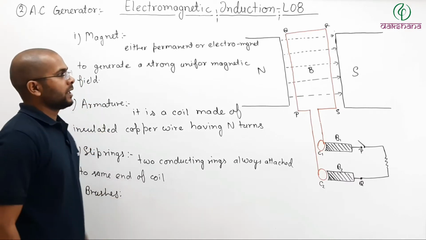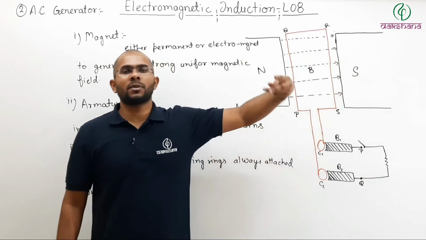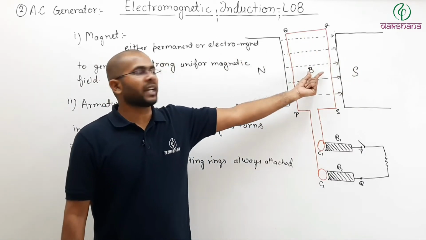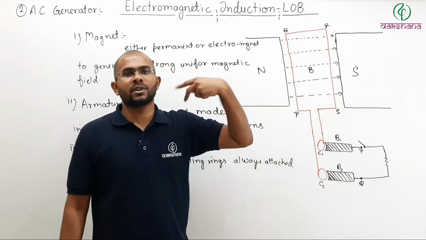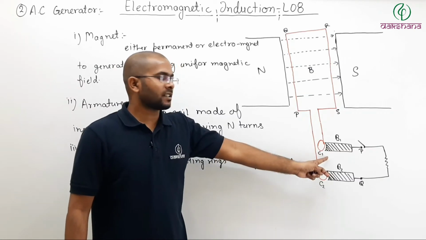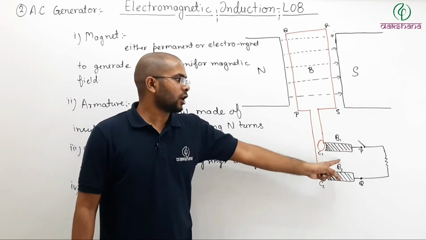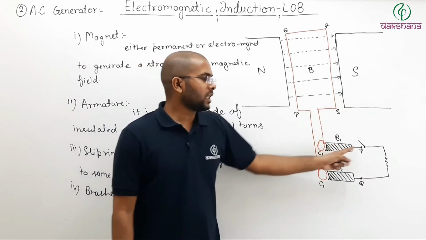like this. So there are four main parts. One is the magnet. Their job is to produce a very strong magnetic field. Another is the armature coil made up of insulated copper wire having N number of turns. Then there is a slip ring and brush. Their job is to transfer current from the coil to the outer circuit.